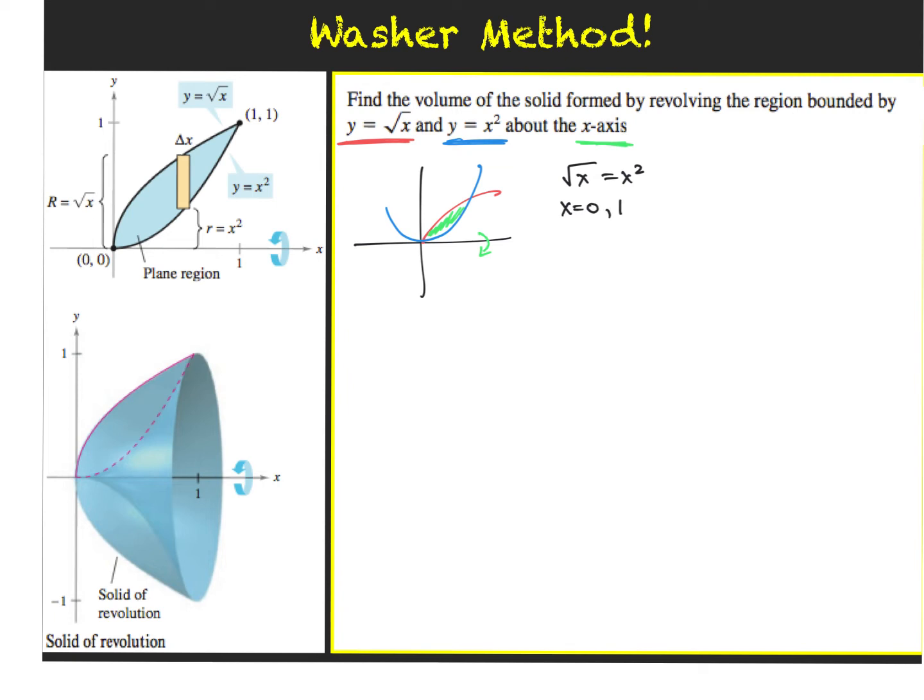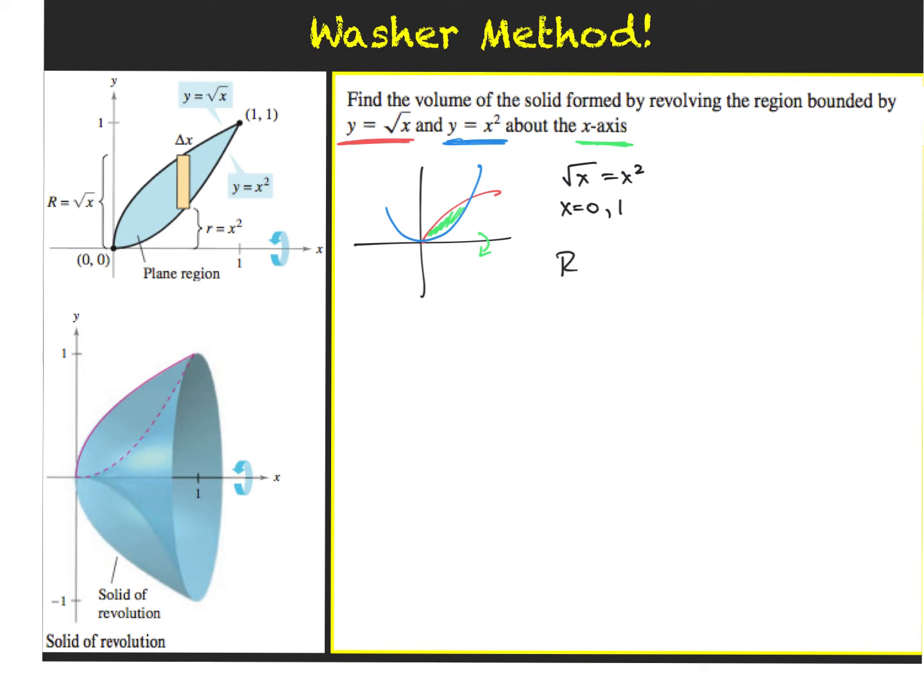If we actually did it all the way through, if we started squaring things and all that jazz, we'd actually get 0, 1, and negative 1. However, negative 1's extraneous. Why is negative 1 extraneous? I can't take the square root of negative 1. We're not going into the imaginary number system. All right, so now those are my two intercepts.